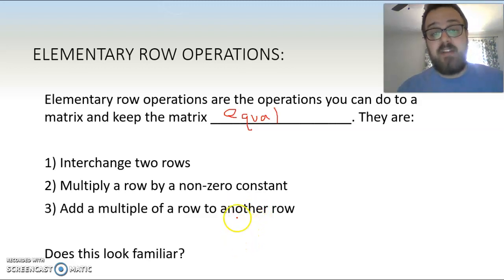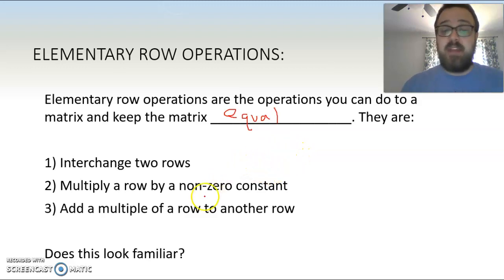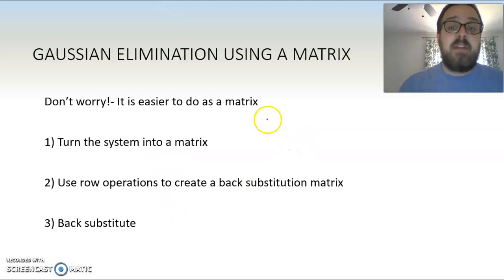In fact, if you're saying to yourself, I feel like I've heard of these before, it's because it's what we did last week. These are the same things as our legal moves during Gauss-Jordan elimination that we did last week. So because we are allowed to do this in the same way and it has the same sort of steps, you should probably start to see a little bit of a connection between what we did last week and what we're going to do this week. Because we are going to use a matrix to do this elimination.